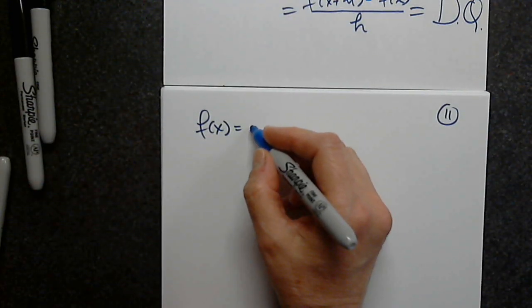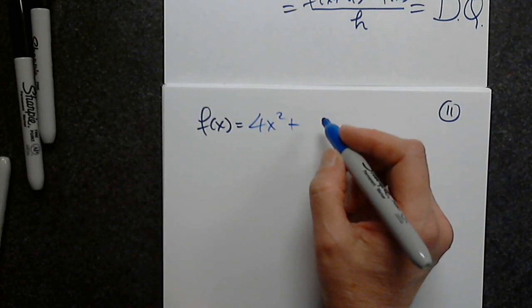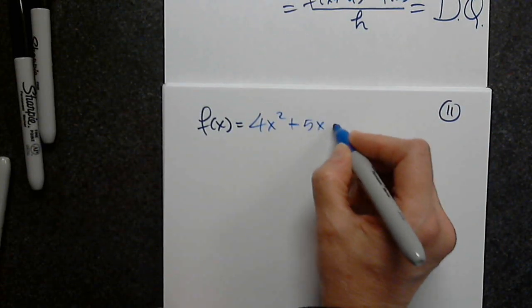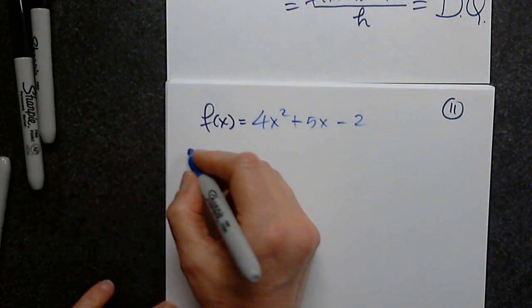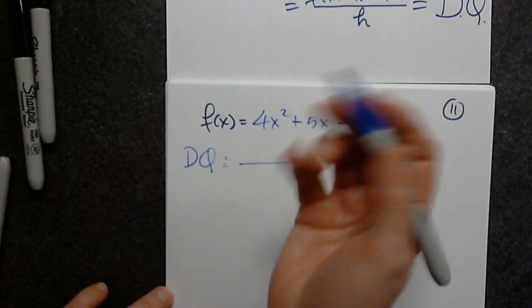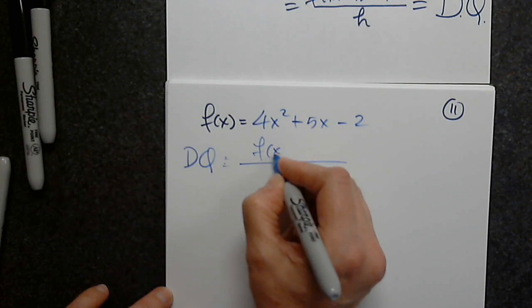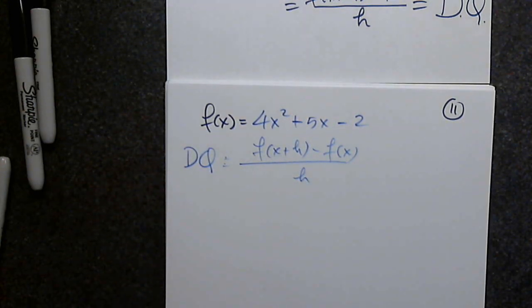Well, it's 4x squared. Excellent. Plus 5x plus 2. Okay, minus 2. So we have a minus in there somewhere. Very good. The difference quotient in this class will be given to you. You do not have to memorize it. So you already told me what it is. I'm just going to copy it, right? In pre-calculus and calculus, my students have to remember this. But here it will be given to you.